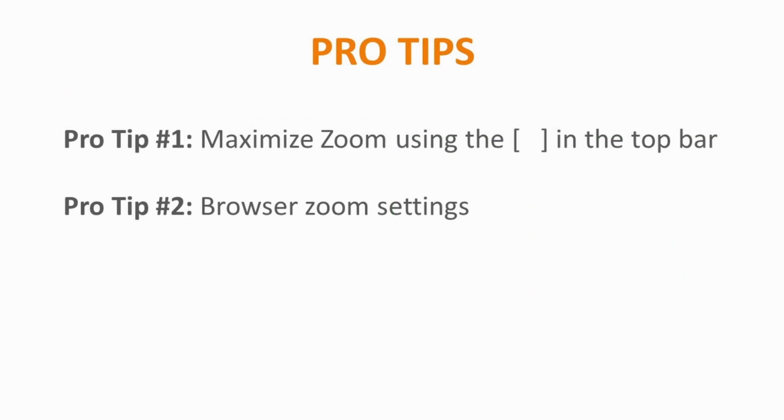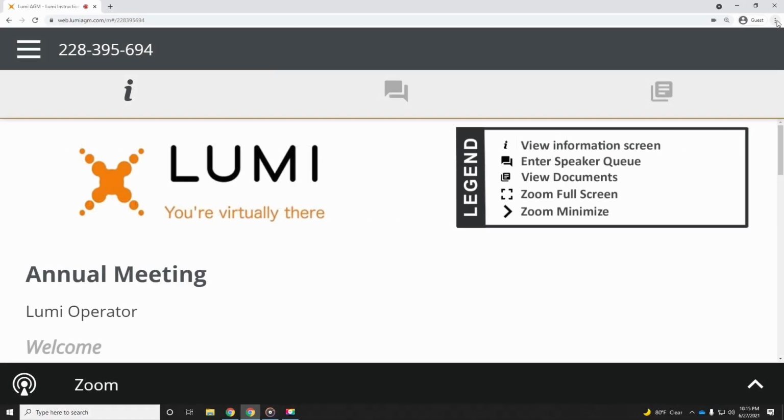Pro tip number 2. Web browser Zoom settings. If you do not see the Zoom window, or if your LUMI and Zoom windows are not side by side, it is likely that your web browser is zoomed in too much. For the best viewing experience, the browser zoom settings should be set somewhere between 80% and 110%.